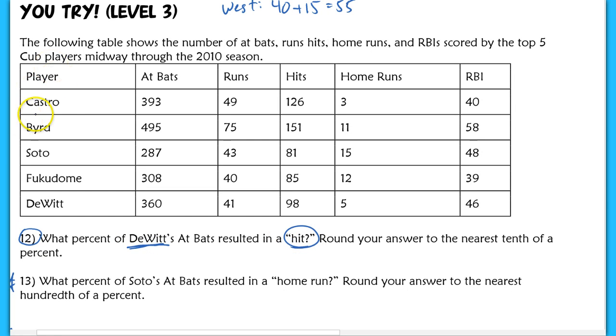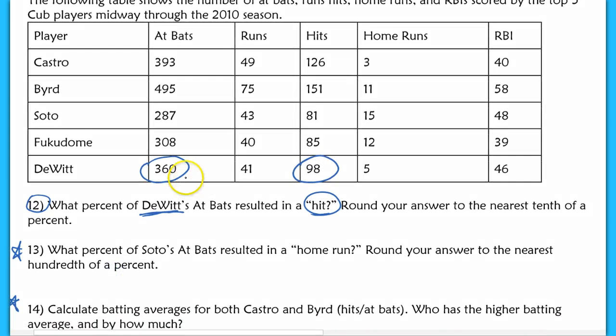So in this case, we've seen tables kind of similar to this before with some baseball players, but I want to look at DeWitt and his at-bats as well as his hits. So if we take a look at this, we have a total number here. This is the total number of bats that he ever took, and this is the total number of hits that he had specifically. So when it asks me the percentage here, anytime I do a percentage, I want to compare the amount I'm looking at, so a specific amount, and compare that to the total amount. So in this case, I would take the hits and compare that to the total number, 360, to find that percentage.